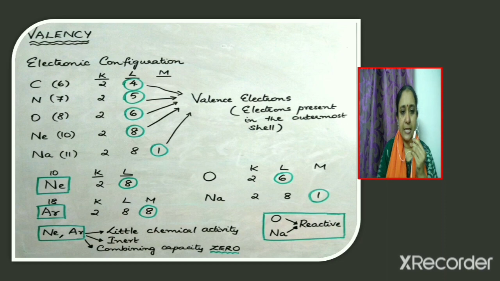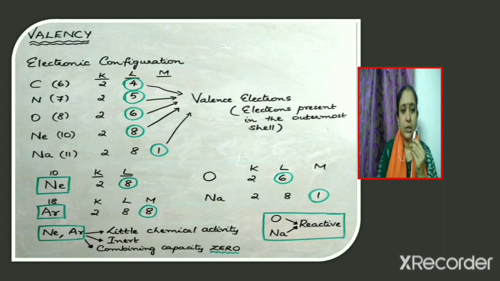Number of electrons 7. So the electronic configuration can be written as 2, 5. Oxygen, number of electrons 8. So the electronic configuration is 2, 6. Neon, number of electrons 10. Therefore, the electronic configuration of neon is 2, 8. Sodium, number of electrons 11. So the electronic configuration can be written as 2, 8, 1. Now from the electronic configuration, we can find out the number of electrons present in the outermost shell.